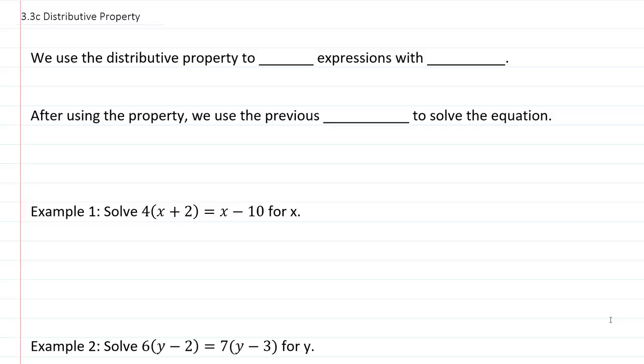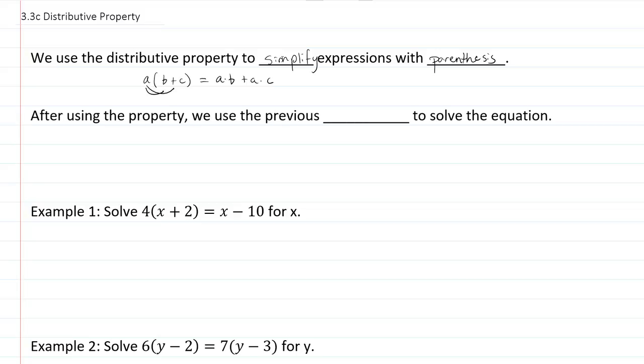3.3c, the distributive property. We use the distributive property to simplify expressions with parentheses. So if you remember from previously, the distributive property states that a times (b plus c) in parentheses, we distribute the a to both the b and c, so it's equal to a times b plus a times c. This is the distributive property.